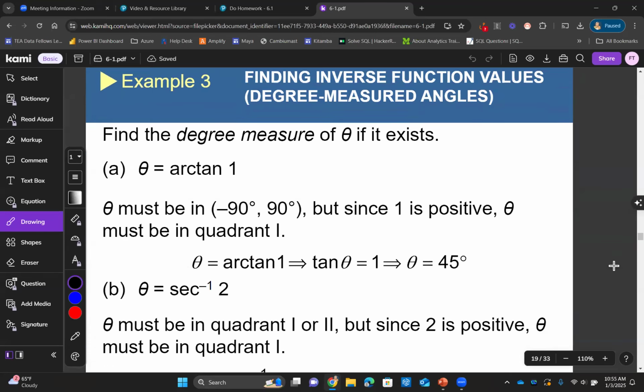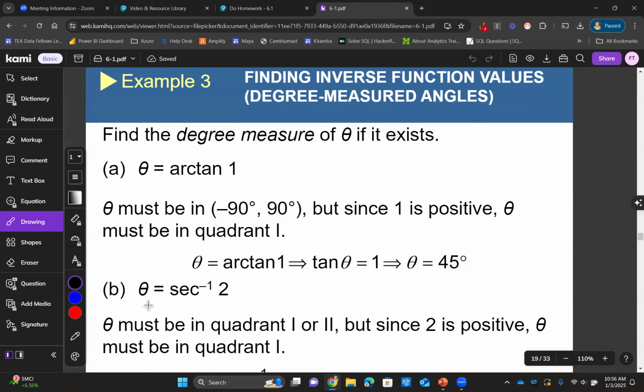Okay, we're going to look at some of the examples here. Find the degree measure of theta if it exists. Theta is arctan 1. So this question says who will be the angle whose tangent value is equal to 1? Remember, you can only use the angles from -90 to +90. So the angle whose tangent value is equal to 1 in this interval is only 45 degrees. So the expected answer here is 45 degrees. If they want the answer in radian, it will be pi over 4.